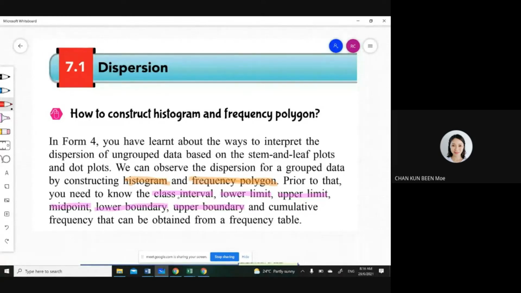Cumulative frequency is another thing that can be obtained from a frequency table. But this one you have learned twice already, whereby you learned it in Form 3 and then in Form 4 you also learned how to solve questions on cumulative frequency. So it's easy for you. So you just need to learn these 6 things. What are all these? It is very simple. You don't have to worry.